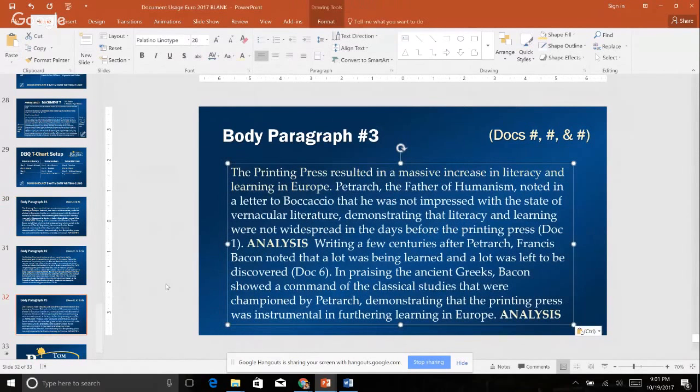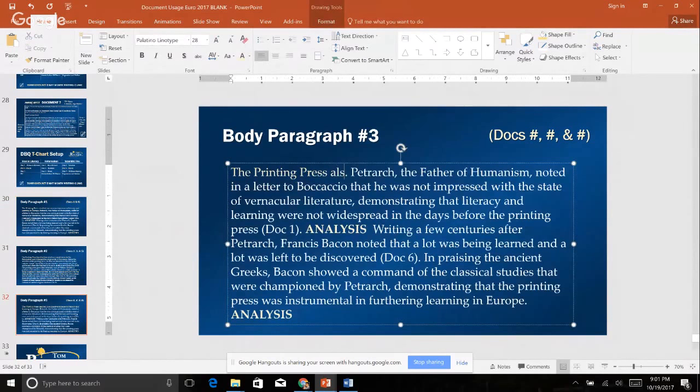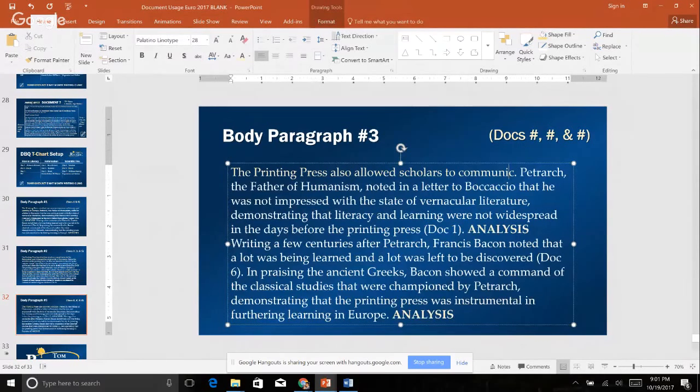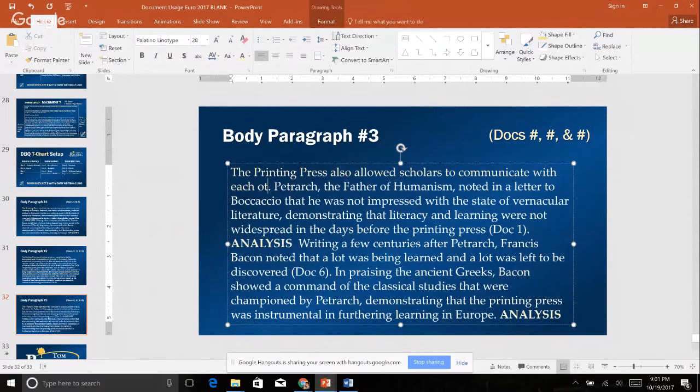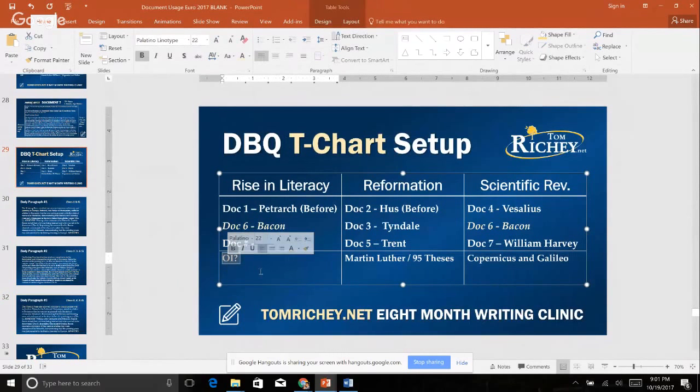Okay. So the printing press also allowed scholars to communicate with each other. Now, of course, one thing I want to note here is I could really go into any kind of humanist writers; any humanist writers would be fair game here, if they can be related to the printing press.